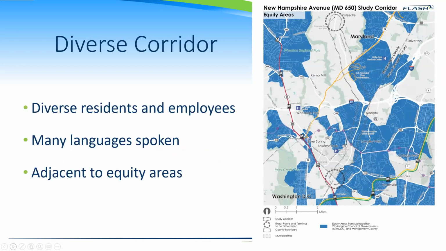First, this is a very diverse corridor. There's a diverse set of residents. There's a diverse set of employers, from FDA to very localized retailers. There are many languages spoken in the corridor. There are many nationalities and many racial groups. It's adjacent to multiple equity areas.